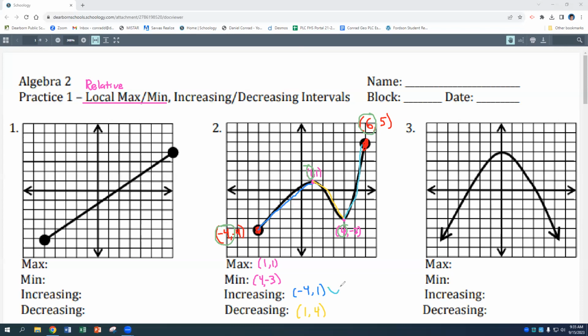So I'm going to put the U for and, right? That means and. So we're increasing from -4 to 1 and from 4 to 6. Okay. And those would be my increasing intervals and my decreasing intervals. The increasing intervals are when they're going up. Decreasing are when the function is going down, right? The function is going up from -4 to 1, down from 1 to 4, and then up again from 4 to 6.